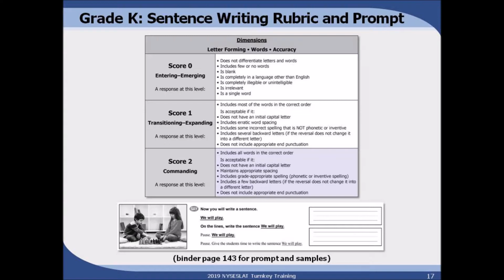It is acceptable if it does not have an initial capital letter, maintains appropriate spacing, includes grade appropriate spelling, phonetic or inventive spelling, includes a few backward letters if the reversal does not change it into a different letter, or does not include appropriate end punctuation. The prompt is, now you will write a sentence, we will play. On the lines, write the sentence, we will play. We will play.